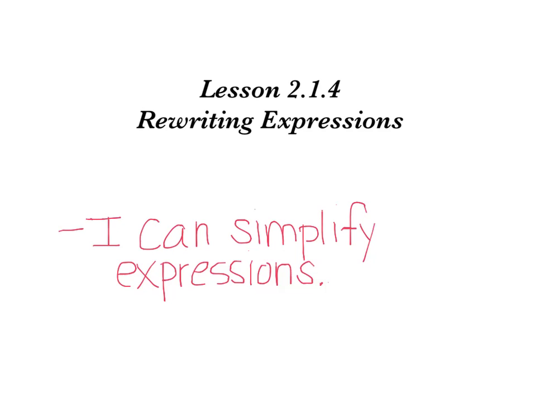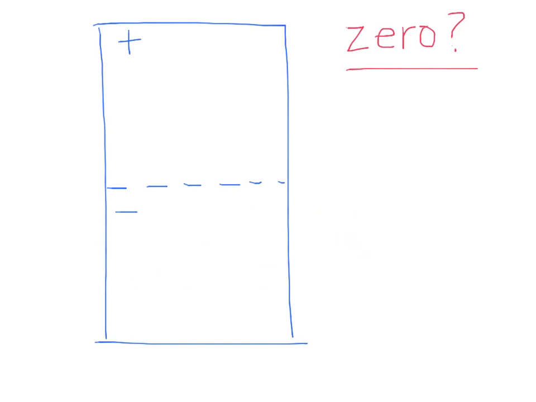All right, this is lesson 214, and it is on rewriting expressions. The first thing I want to talk about is, if you're trying to make 0 on this expression mat, can you think of a way that you could make 0?